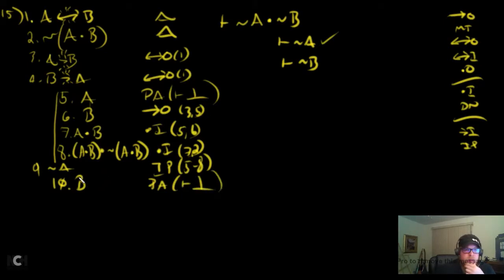Okay, let's try this now. Can we do an arrow out? Yep. Line 4. What does that get us? A. Again, we already have A; we got it in line 5. But this is a separate side quest. Arrow out, 4 and 10.